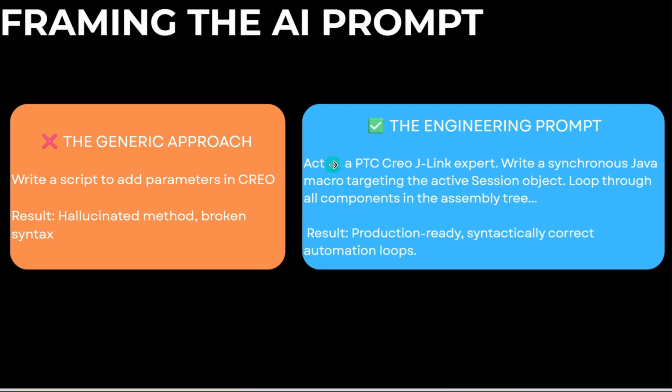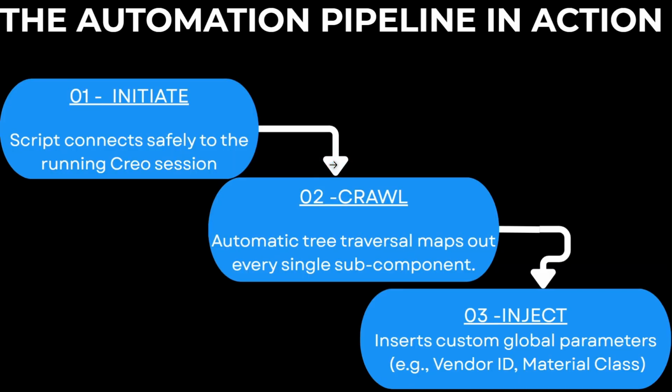We requested an automation script designed to clean up and standardize a massive legacy assembly file. The automation execution breaks down into three core phases. First, the J-Link code initiates a secure connection, building directly into your active live Creo software session. It doesn't modify anything on your server disk yet. Next, the loop: instead of an engineer spending hours manually clicking through hundreds of unique CAD subassemblies and individual part files, the script automatically scans your entire model tree layout in milliseconds. It identifies exactly which parts are missing their crucial manufacturing definitions.